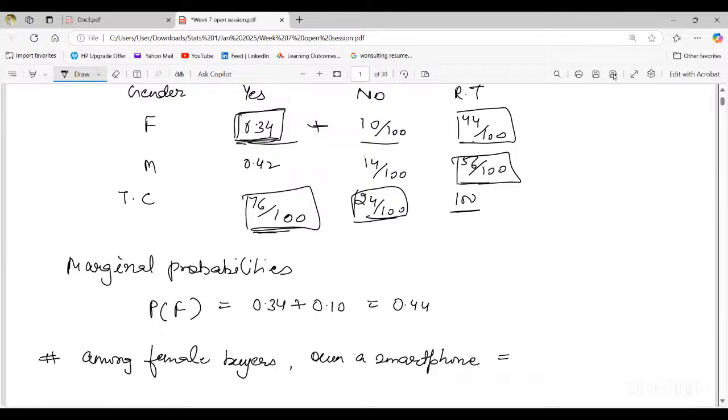So here, beforehand, we have been specified that these are the female buyers. Given that they are female buyers, what is the probability that they will own a smartphone? This is my previous condition. On the basis of this condition, we have to find this probability. So that is basically my conditional probability. If I have to calculate this value, what would it be equal to? This is basically my row relative frequency, right? Yes, ma'am. So what is this value? 0.34.